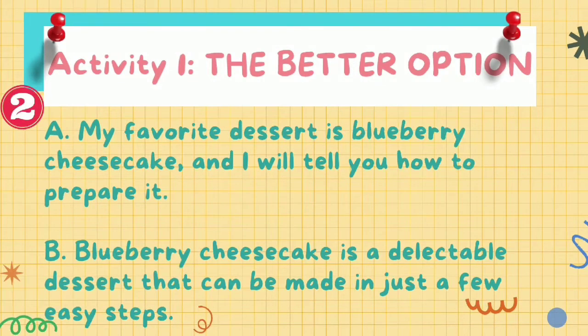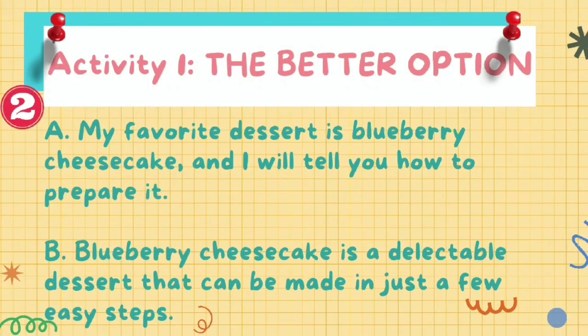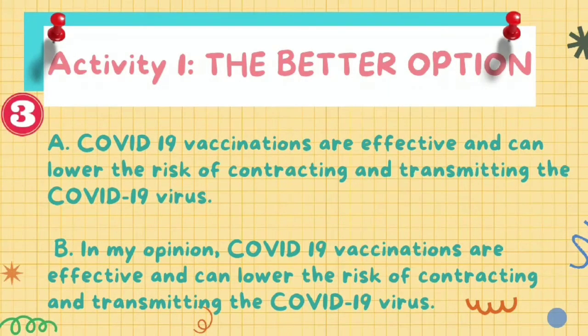Number 2, letter A. My favorite dessert is blueberry cheesecake, and I will tell you how to prepare it. Number 2, letter B. Blueberry cheesecake is a delectable dessert that can be made in just a few easy steps. Number 3, letter A. COVID-19 vaccinations are effective and can lower the risk of contracting and transmitting the COVID-19 virus. Letter B. In my opinion, COVID-19 vaccinations are effective and can lower the risk of contracting and transmitting the COVID-19 virus.